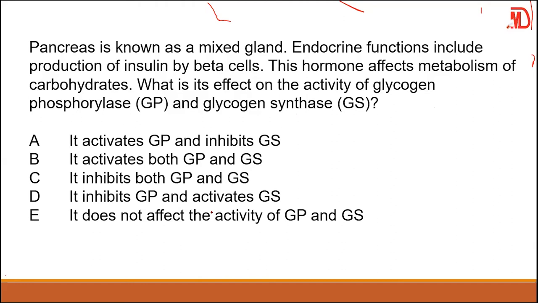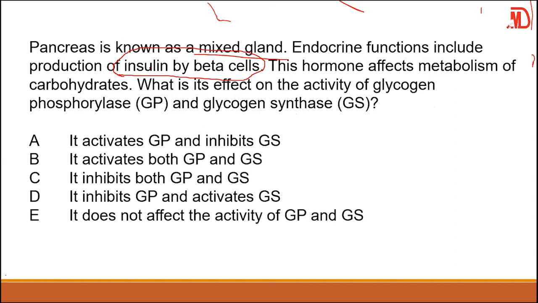Pancreas is known as a mixed gland. Why? Because we have the endocrine and the exocrine function, isn't it? Now, the endocrine functions include production of insulin by the beta cells. First of all, what is the function of insulin? Who can tell me?